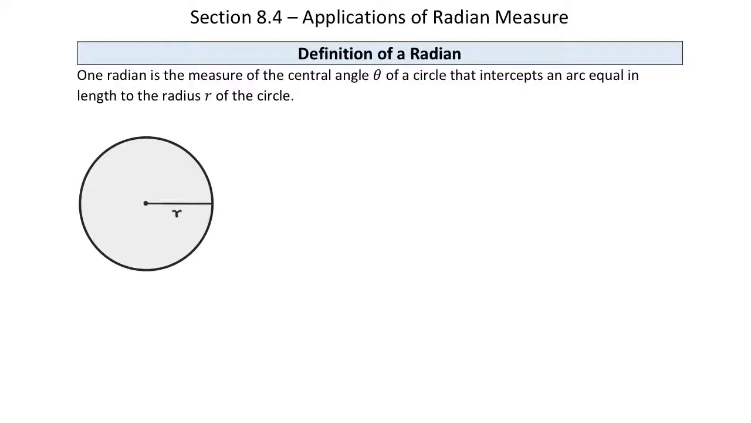We are in section 8.4, Applications of Radian Measure. First, we will define a radian, and for this we need a central angle. This is an angle whose vertex is at the center of a circle.